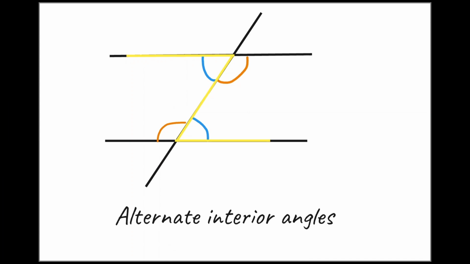So firstly, alternate. That means they are on opposite sides of the traversal. So let's just look at the blue angles. It's on the left-hand side, that one there, and this one's on the right, alternate. Then the next word is interior. So they are on the inside, they are between those two lines. So alternate interior angles, and that's how you define them. So it's the two angles that are in between those two lines, but on the opposite side of the traversal.